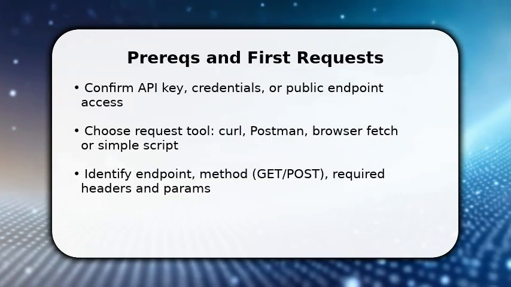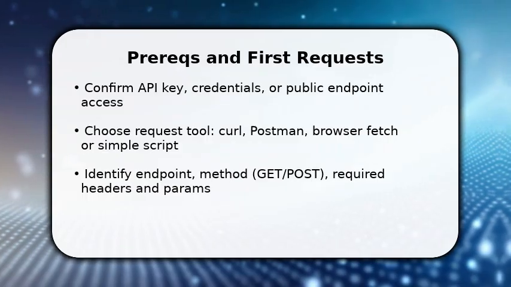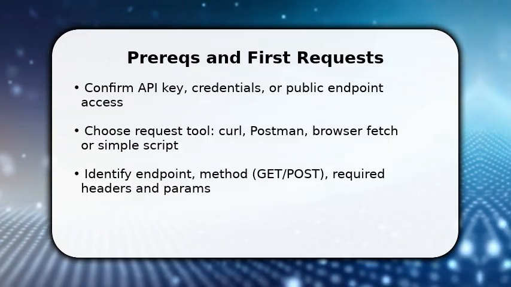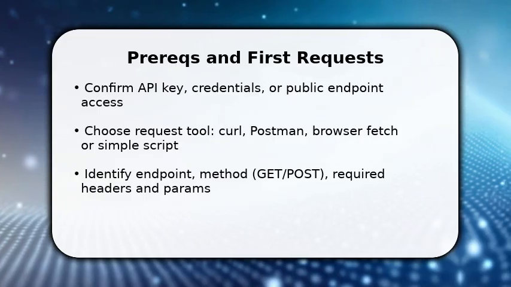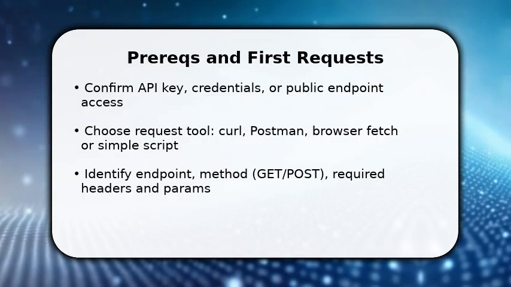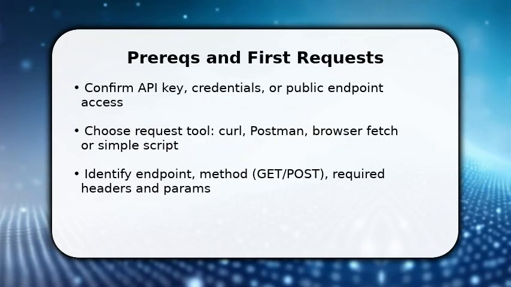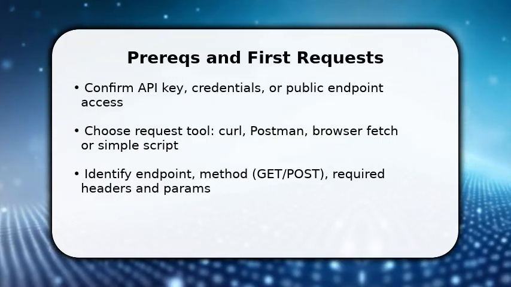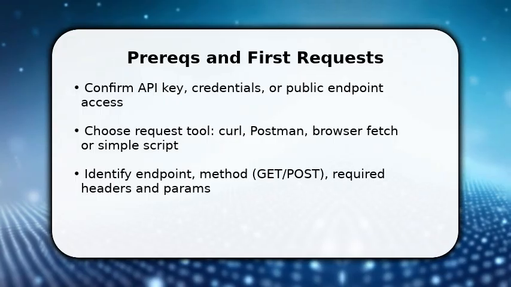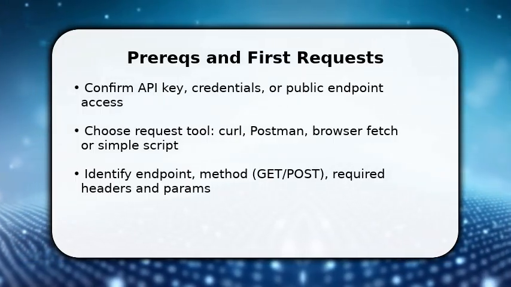You start by verifying access now. Make sure you have an API key or public endpoint and permission to pull data. Once ready, pick a tool: curl, Postman, or a small fetch script so you can send a real request immediately. Next, identify the exact endpoint and method, add required headers like authorization and content type, and set query or body parameters. This gets you from 0 to a live request quickly, so you can see actual responses and iterate.